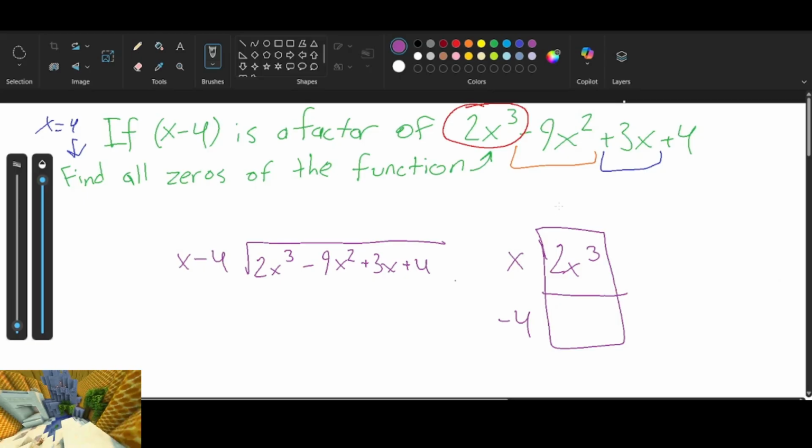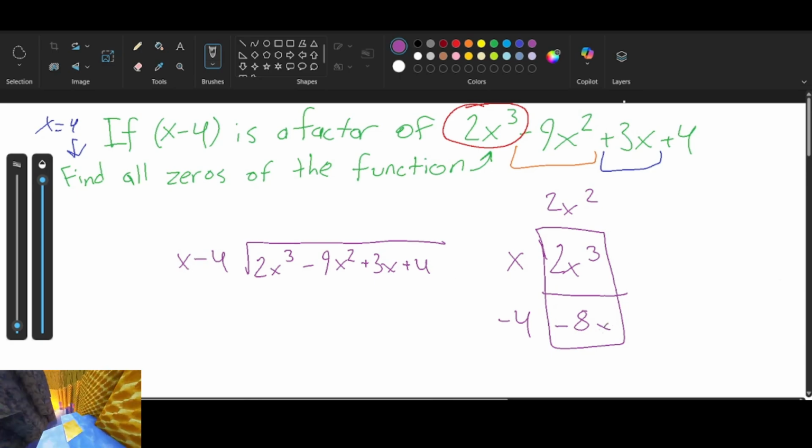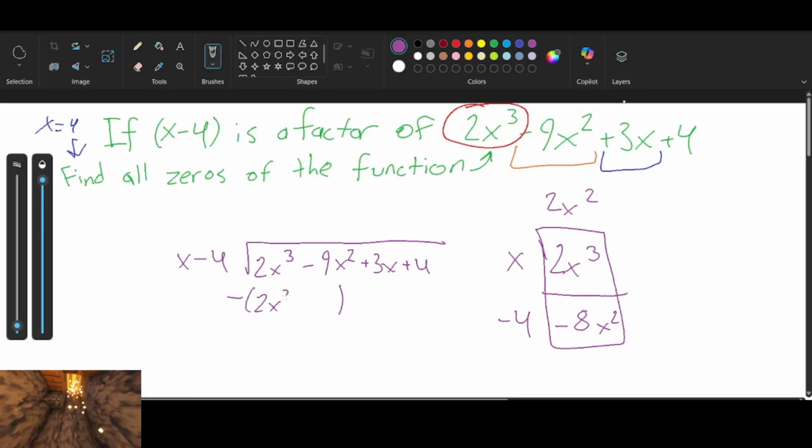Well, I know x times 2x squared gets me 2x cubed. So then in my bottom box, I get 2x squared times negative 4 gets me negative 8x squared. So then I move to subtraction. I subtract what I just got in my box. I subtract a 2x cubed minus 8x squared.